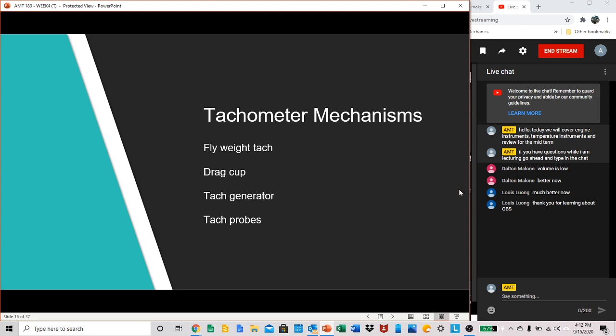Because when you get out in the real world and you're working on planes and helicopters and jets, you're never going to open a tachometer and see, oh, is there something wrong with the flyweights? That's going to be a job for somebody at an authorized instrumentation shop. But you do need to know that these different mechanisms exist and their operating principles, okay? So that's in your reading. That's in the AMT Handbook 8083.